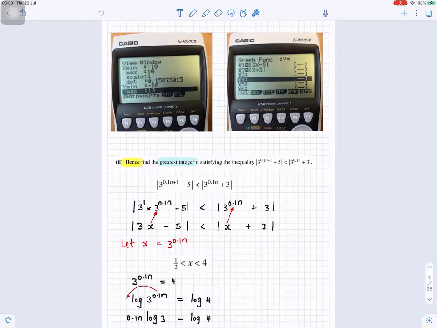Part 2. Hence, find the greatest integer n satisfying the inequality.